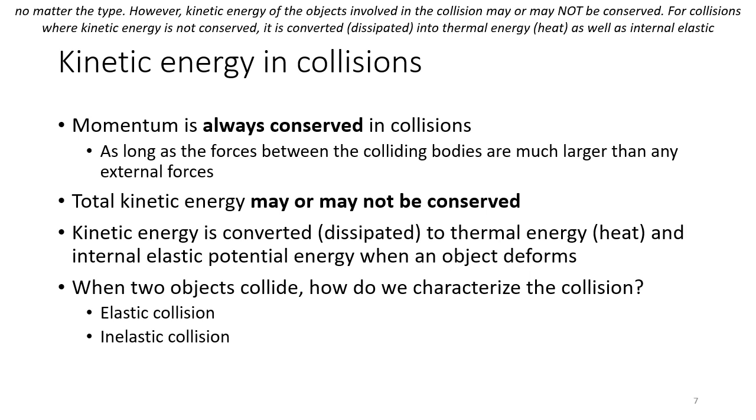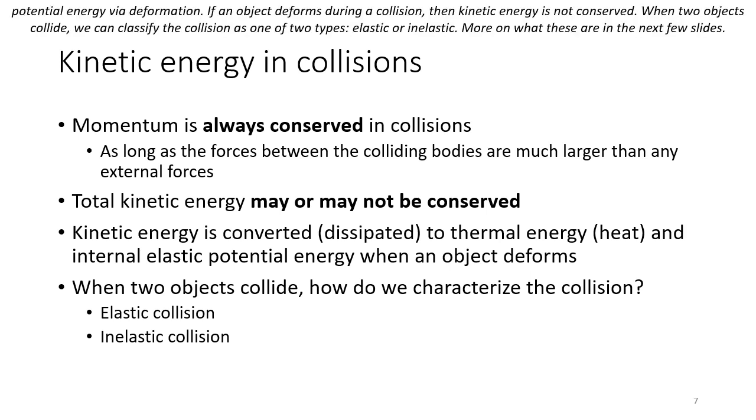However, kinetic energy of the objects involved in the collision may or may not be conserved. For collisions where kinetic energy is not conserved, it is converted, dissipated, into thermal energy, heat, as well as internal elastic potential energy via deformation. If an object deforms during a collision, then kinetic energy is not conserved. When 2 objects collide, we can classify the collision as one of 2 types, elastic or inelastic. More on what these are in the next few slides.